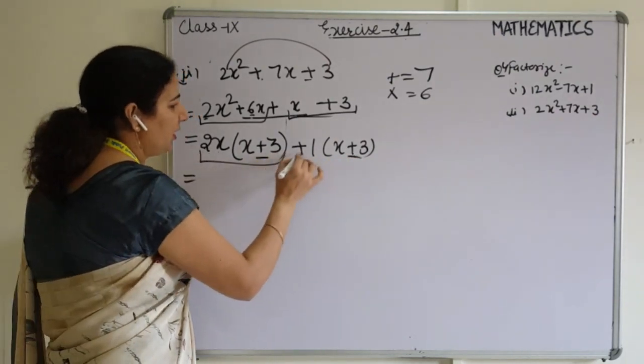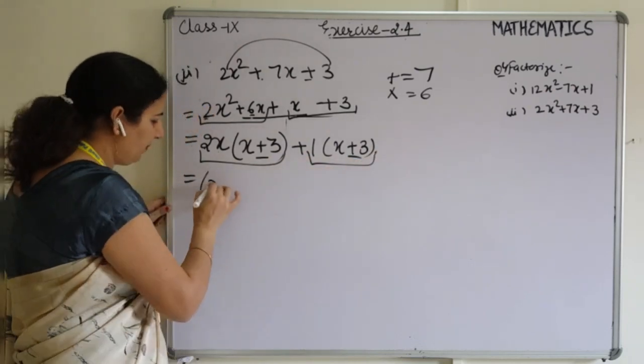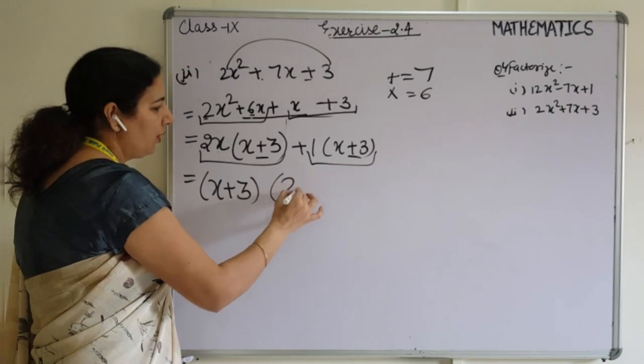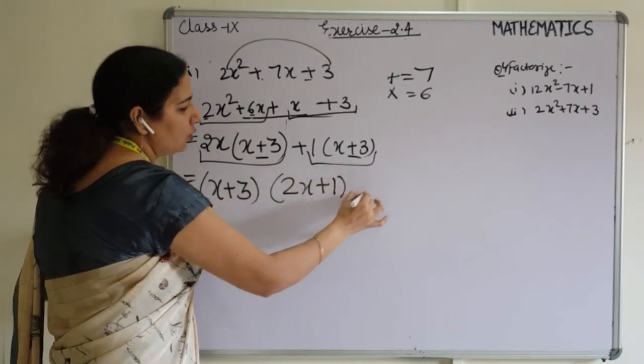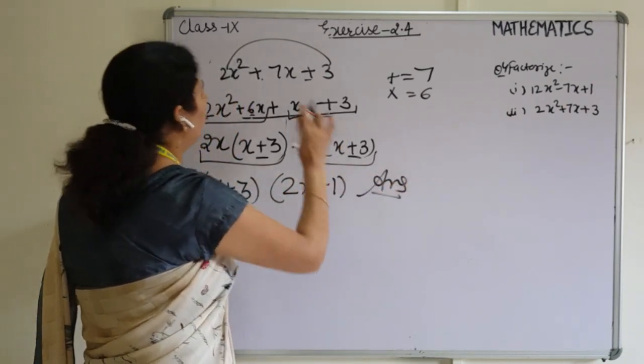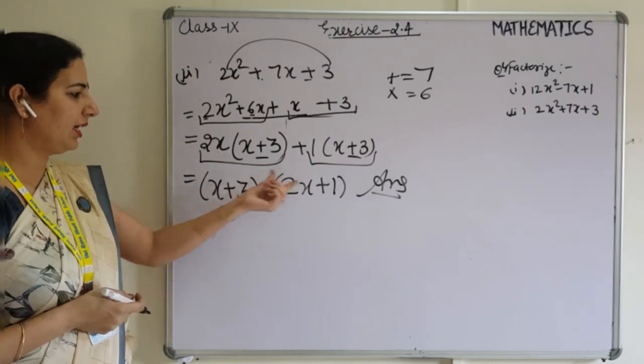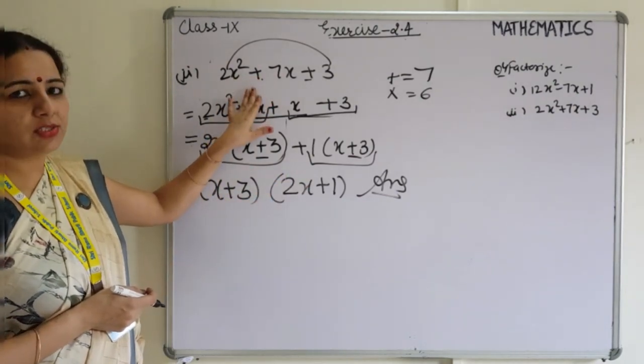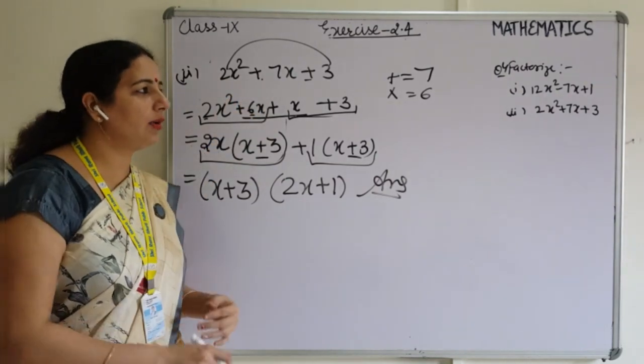Now what is common in these two terms? One bracket is common, that is x plus 3. What is left? 2x plus 1. So this is the factorization of this polynomial. If you multiply these two, the answer will be this only. Clear students? So this is all about the factorization.